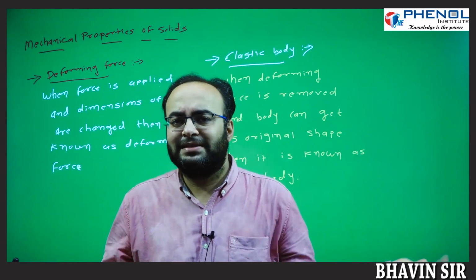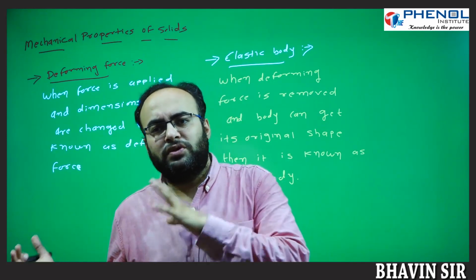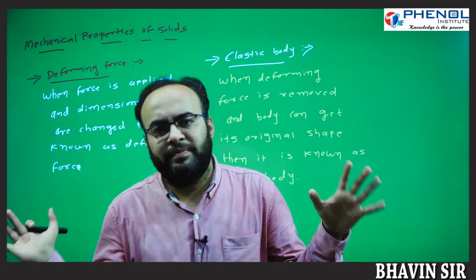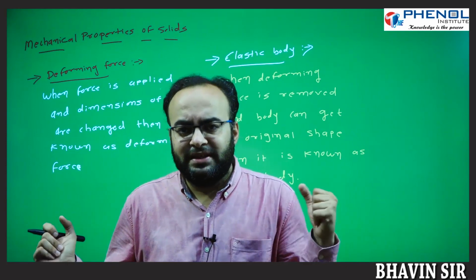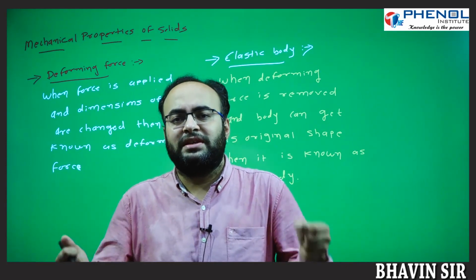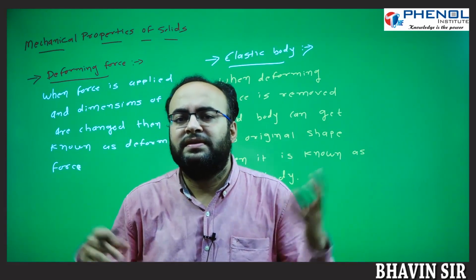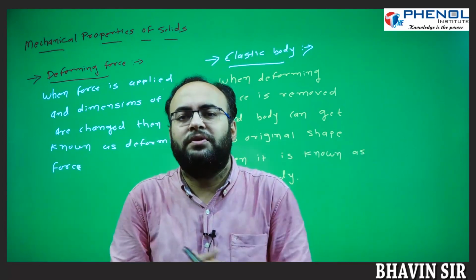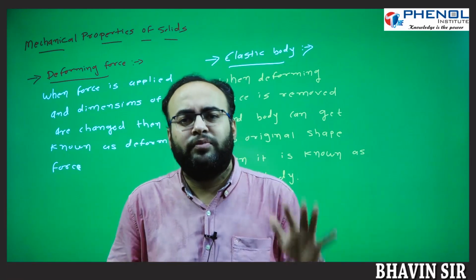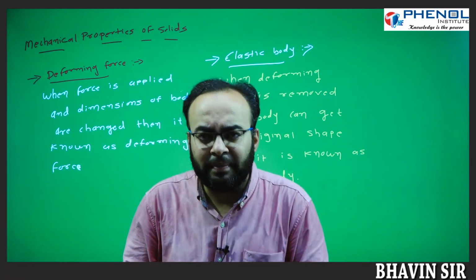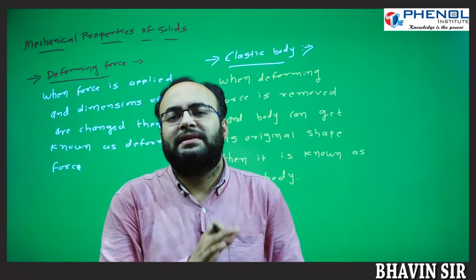Now what is the meaning of inelastic body, or plastic body? When deforming force is removed and the body cannot get its original shape, then it is known as a plastic body or inelastic body. Suppose polythene: when we stretch the polythene, that is the deforming force. When deforming force is removed, polythene cannot get its original shape, so it is known as a plastic body.